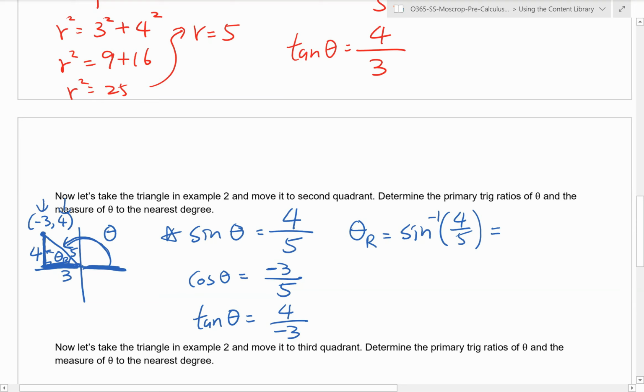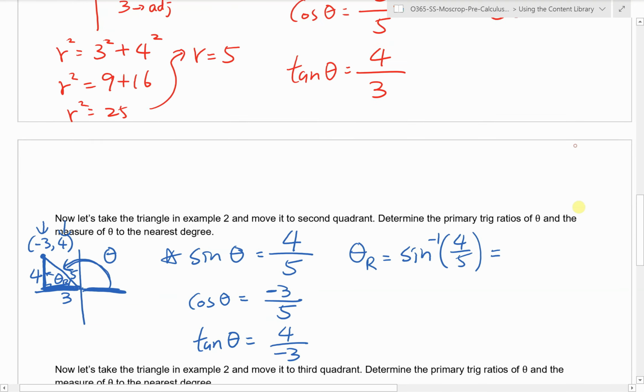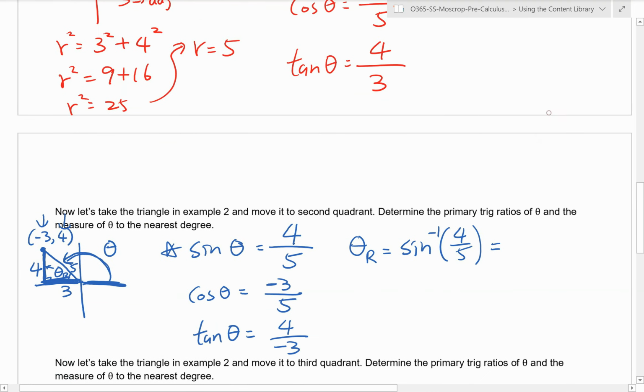If you put this into a calculator, I think we did it earlier in the previous example, this is 53 degrees. Again, this is the reference angle, this is not the angle theta itself, right? This 53 degrees is actually right here. This is 53 degrees. Not this, right? This clearly is more than 53. So that is angle theta.